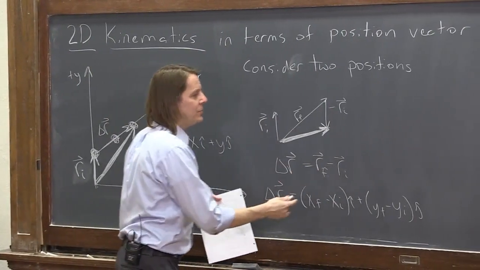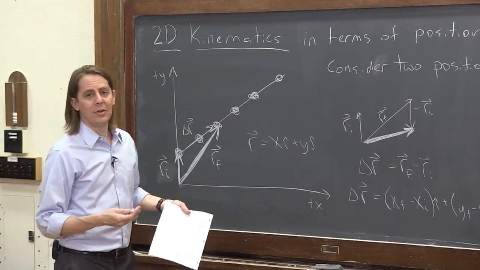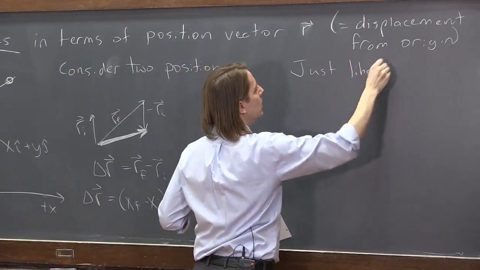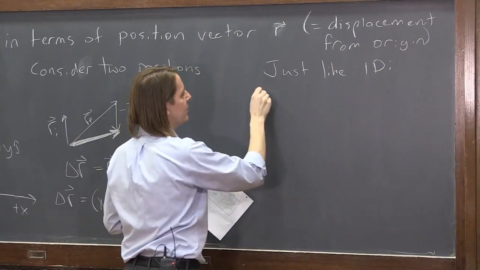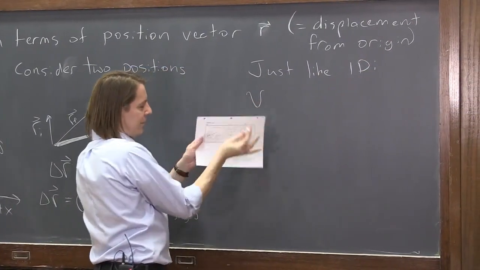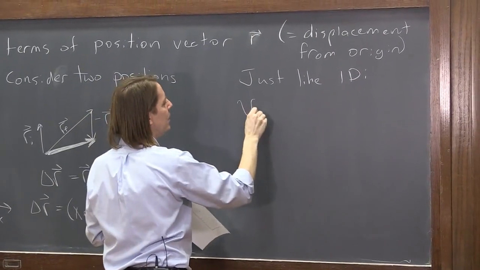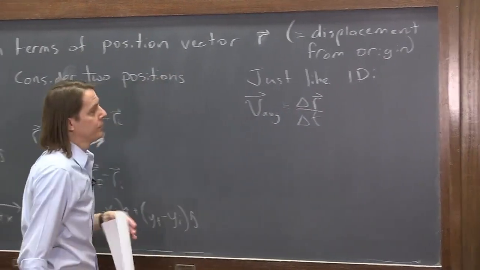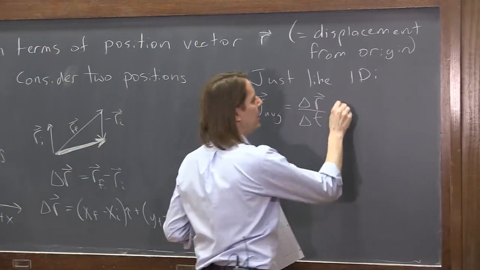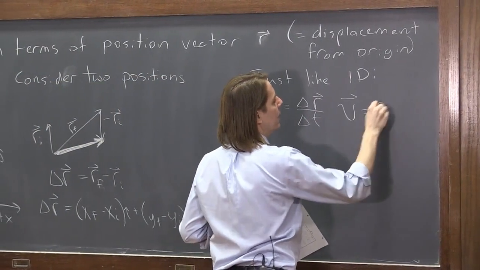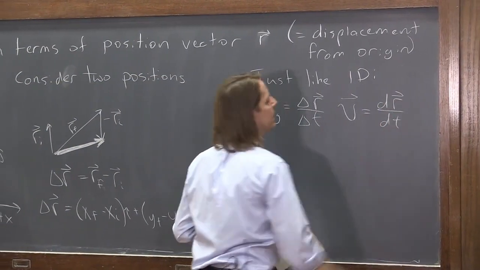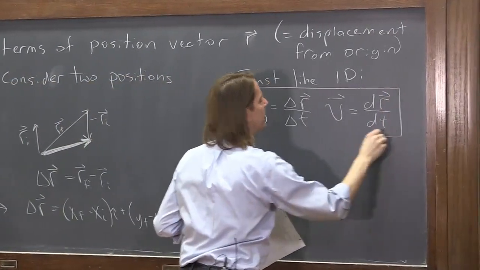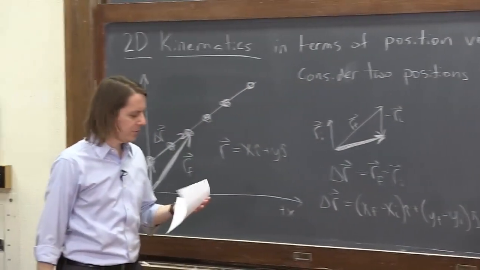And it's nice because now we can just use the 1D equations with r hat if we want to, right? So we can say just like 1D, and now we can say things like, well, the 2D, if we have the velocity anywhere in a two-dimensional plane, the average velocity is delta r over delta t. And the instantaneous velocity in a plane v is dr dt. So those are some good kinematics equations or definitions that you could use to derive kinematics equations.